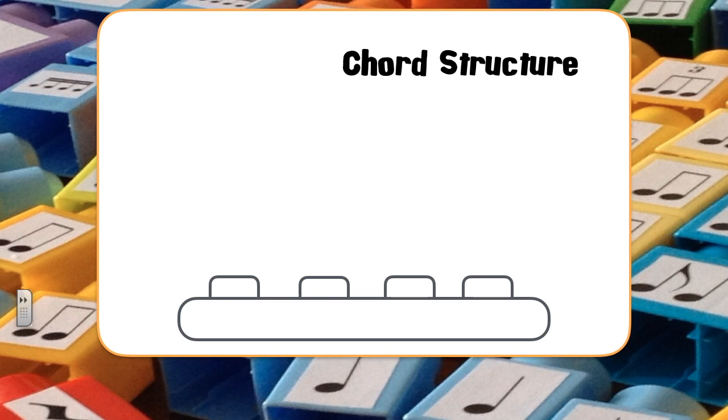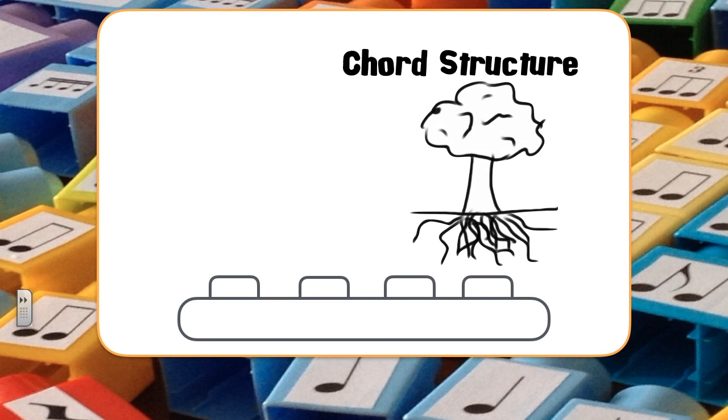When I teach my students about chord structure, I always begin by talking about trees. What are the major parts of the tree? We have roots, we have a trunk, and we have the leaves. Without any of these parts, it's really not much of a tree anymore. It would probably die. But the one part that is needed more than anything is the roots. You cannot survive without a root. Chords also have roots. So let's build our first root.